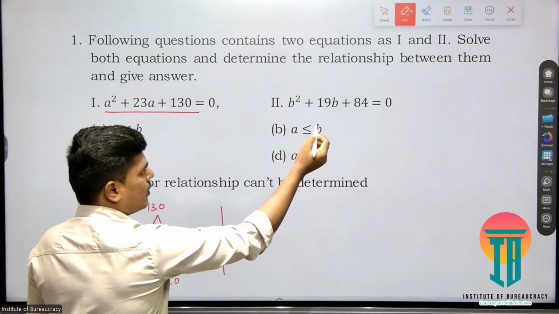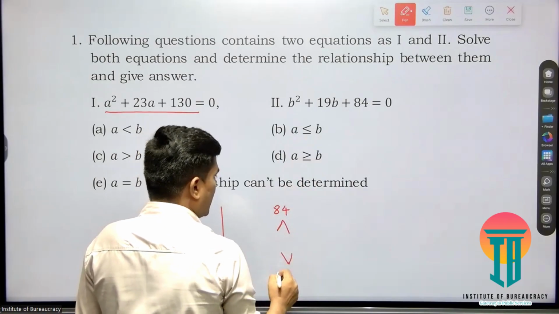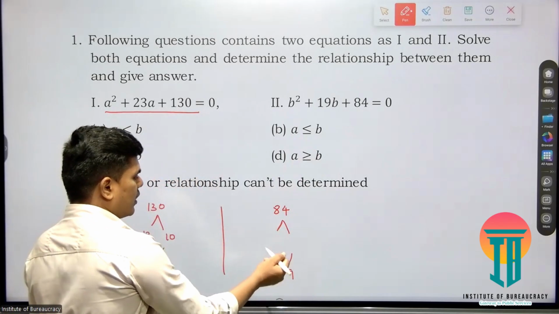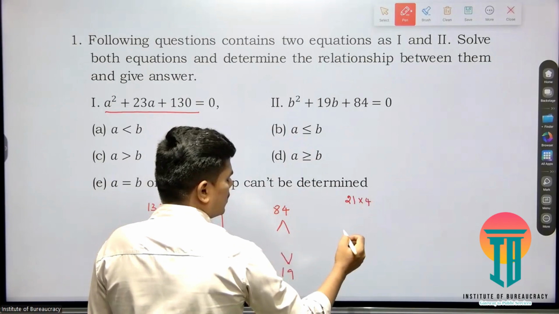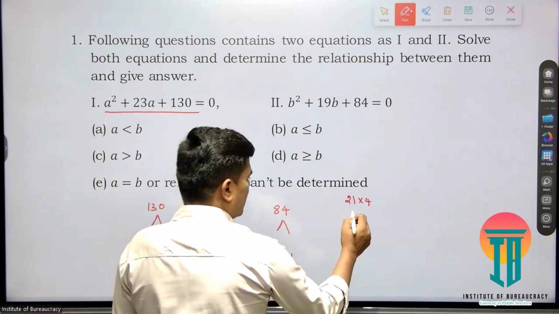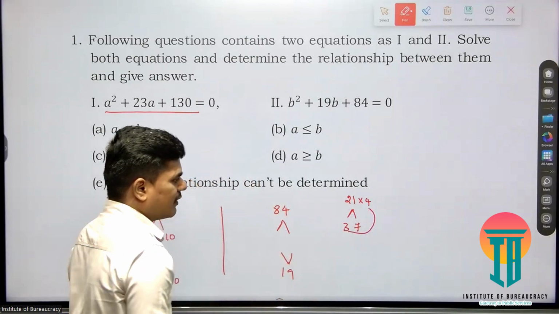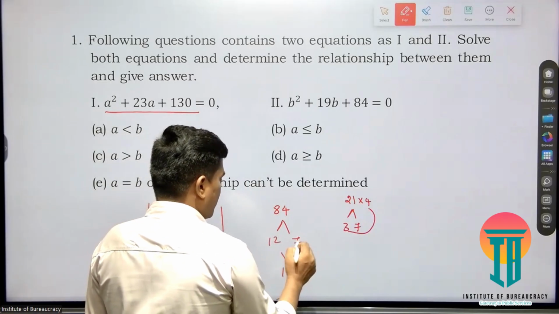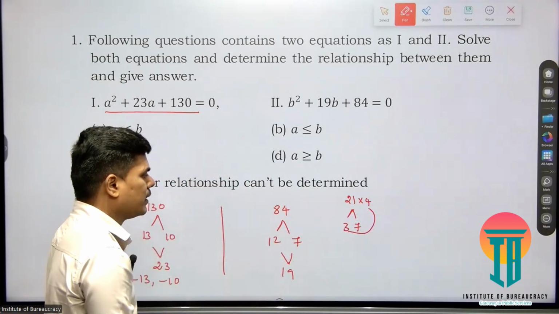When you take the other problem, two numbers multiply to 84 and add to 19. What are the possibilities here? If you split like 21 into 4, that is 84, but you will not get 19. Then what can we do? We can split this as 12 into 7, which is 84. If you add them, you get plus 19. If you multiply them, you get 84.